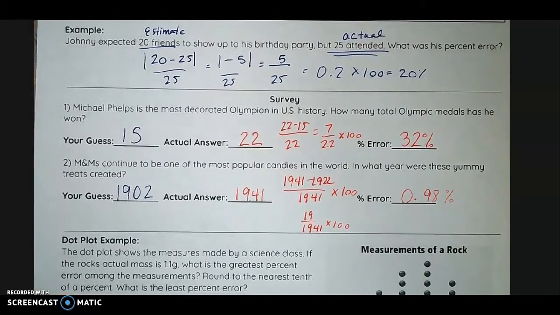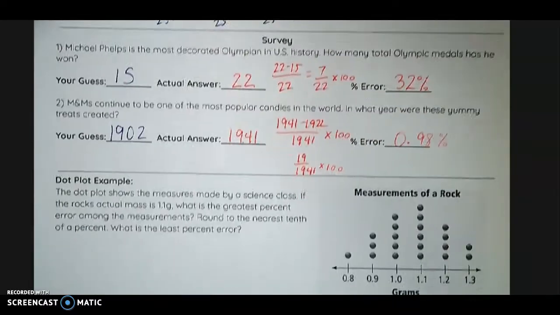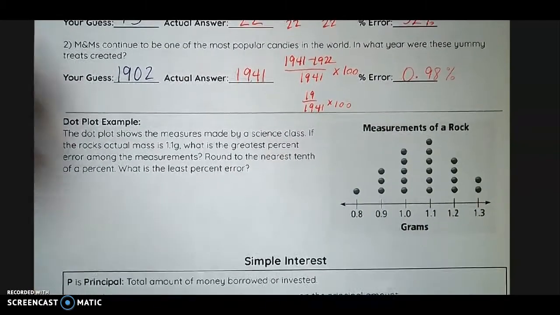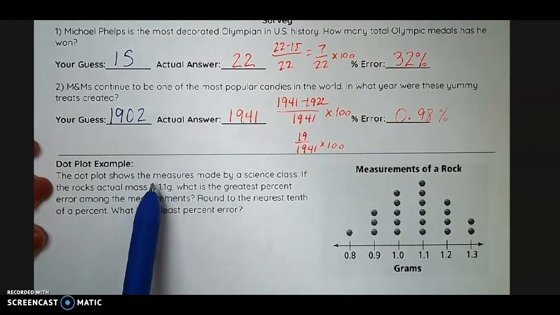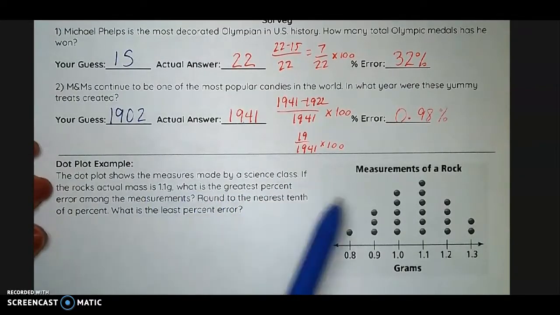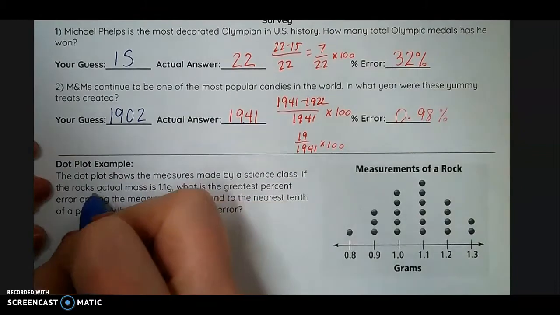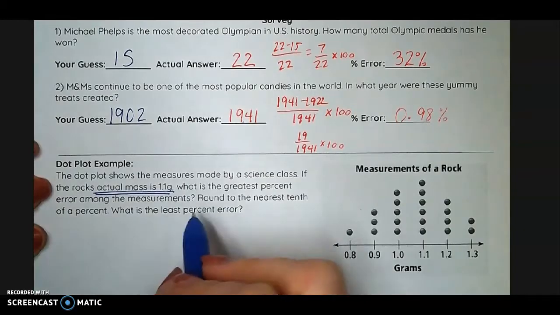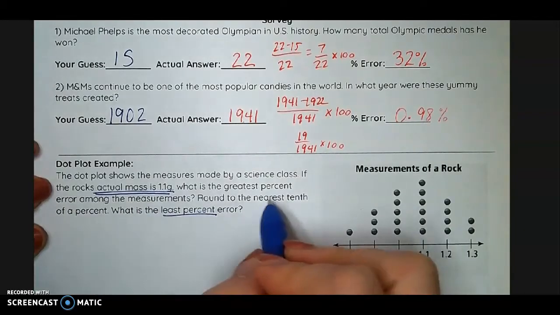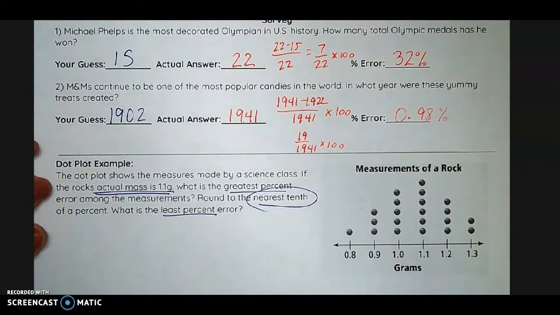The scientific part I was talking about with you, we've got a dot plot down here to kind of show that one. So it says the dot plot shows measures made by a science class. If the actual mass is 1.1 grams, what's the greatest percent error among the measurements? And what is the least percent error? So they want the least and they want the greatest percent error. And we're going to round to the nearest tenth.